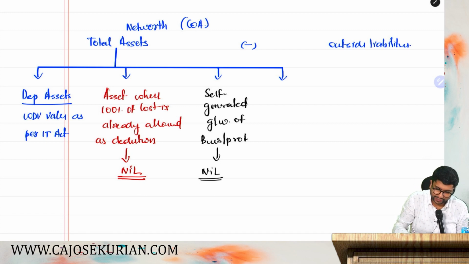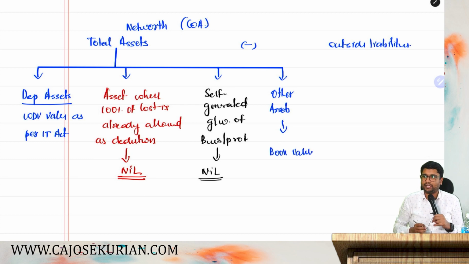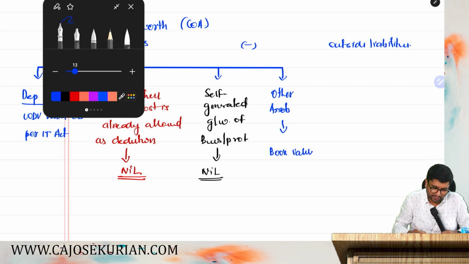Now, finally, there are any other assets. Other assets, you take the book value. For other assets, you can take the book value. This is what the department says.